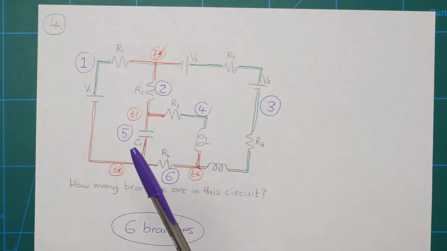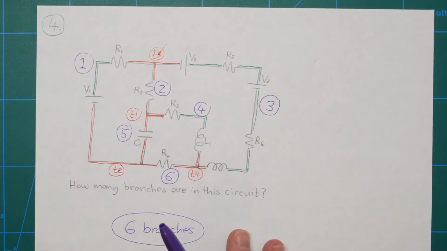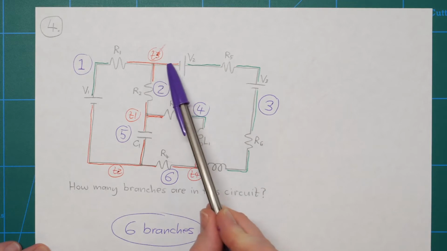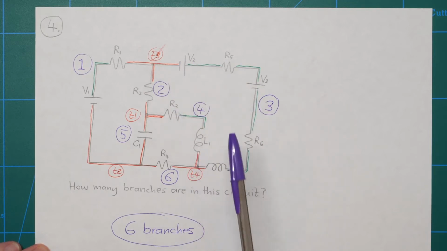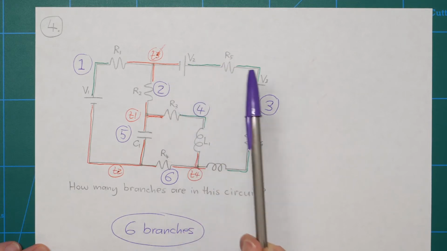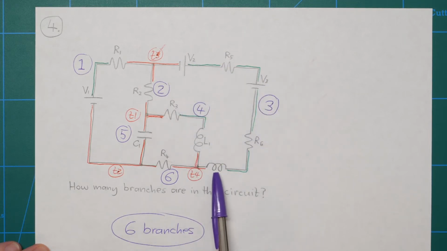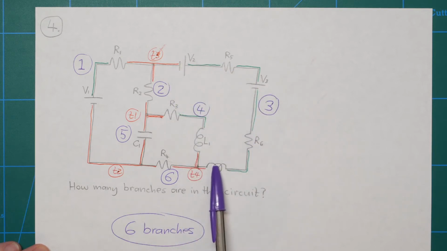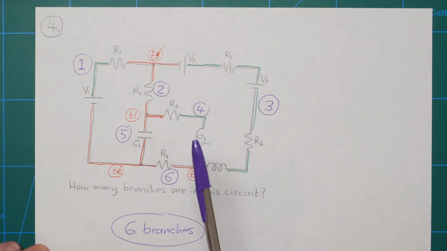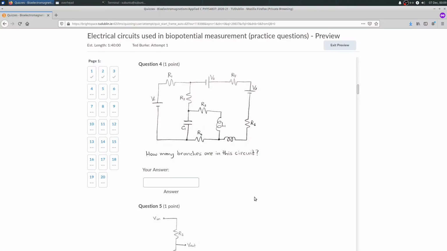The reason branches are significant to us when we're analyzing circuits really is that the current through all of the elements in a branch at any point in time is the same. So in other words, the current through V2 or 5, V3 or 6, and I didn't actually mark a name of this, but this inductor here, at any point in time, the current through all of these elements is the exact same because they're all in one branch and they're all in series with each other. Okay, so that was question 4. How many branches? 6 branches.